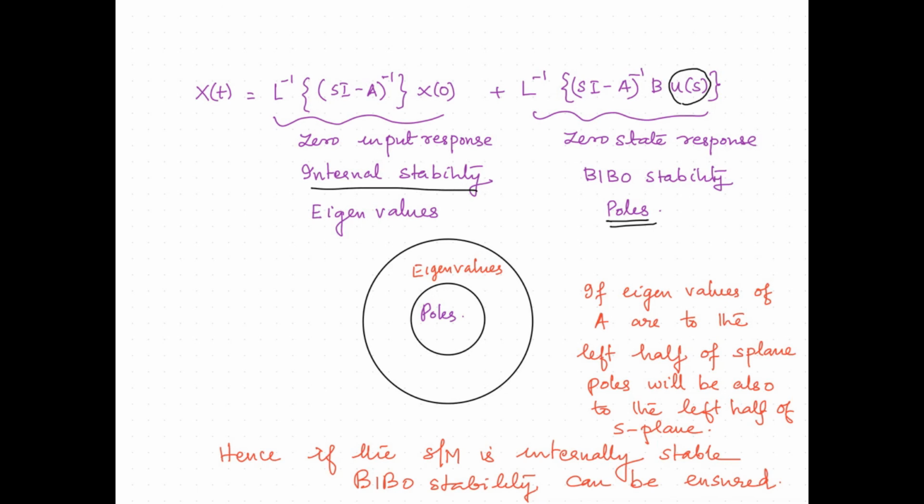We have seen that eigenvalues are a superset of poles. So if you want to ensure that the poles lie towards the left half of the S-plane, it is enough to ensure that the eigenvalues lie towards the left half of the S-plane. If all the eigenvalues of matrix A lie towards the left half of the S-plane, then definitely the poles also will lie towards the left half of the S-plane. This is because poles are a subset of eigenvalues. Hence, if the system is internally stable, we can ensure that BIBO stability is present.